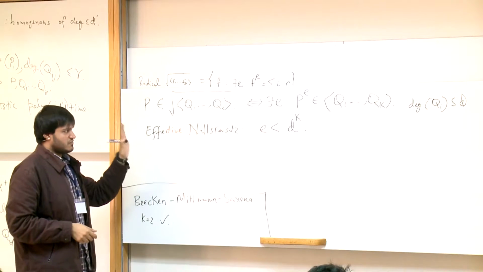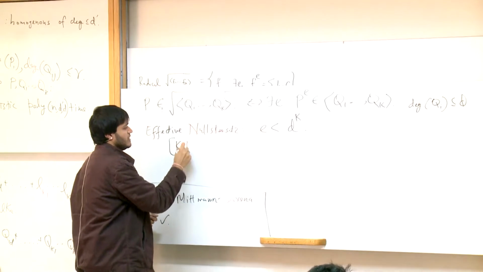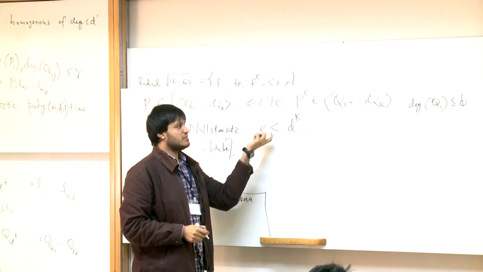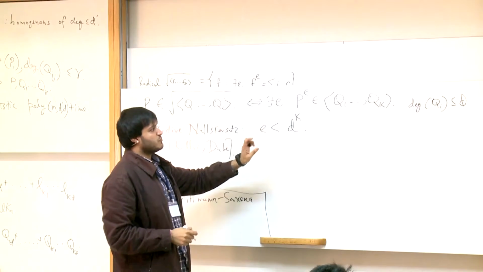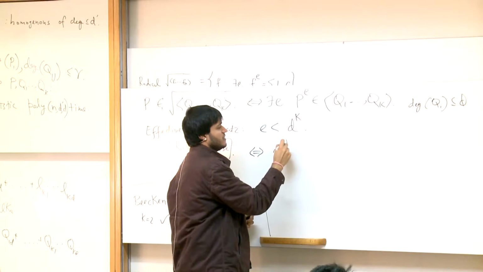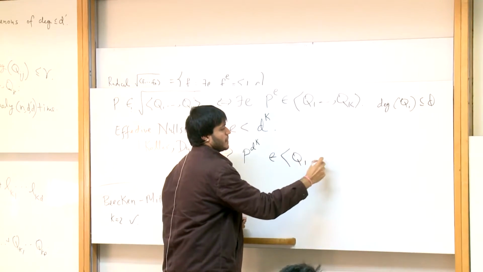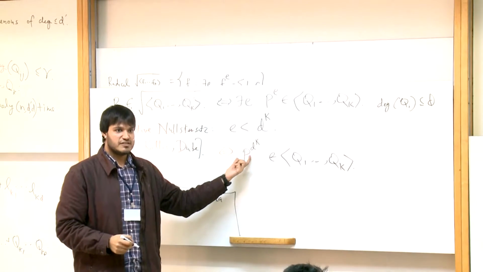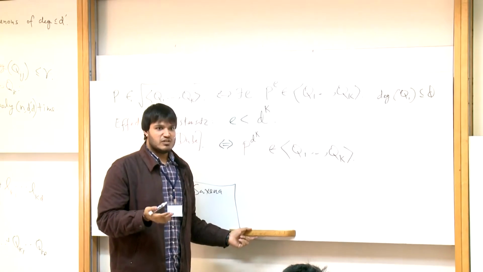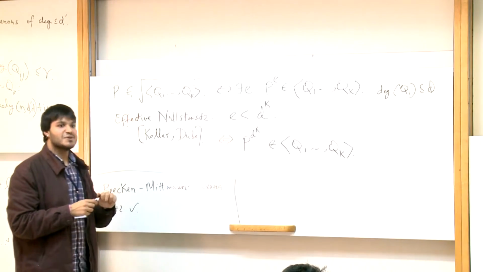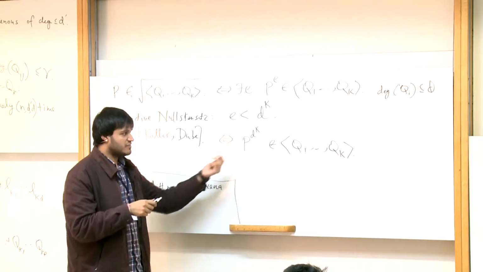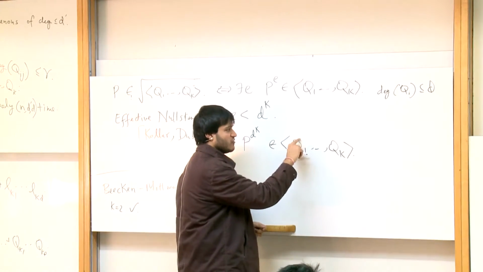So the effective Nullstellensatz, due to Kollár and others, says that you can bound this degree by d to the k. Note that these are homogeneous polynomials, so this implies that the membership holds if and only if p to the d to the k is in the ideal. You see where the difficulty of radical membership is coming from; even for homogeneous polynomials it's not that simple. We want to test this ideal membership, and for simplicity let me assume that they are homogeneous of the same degree.